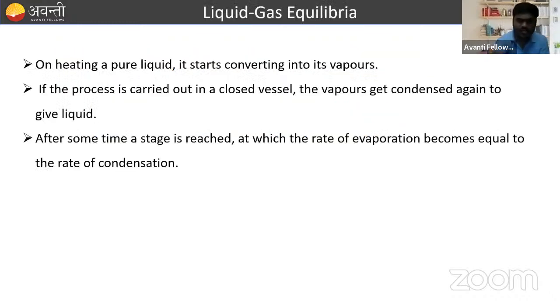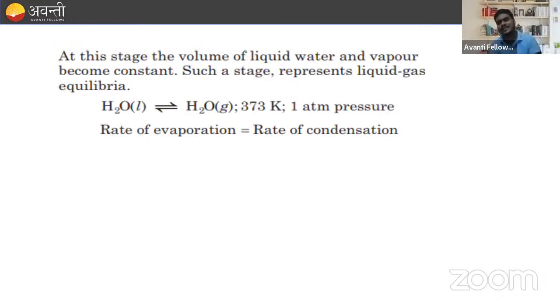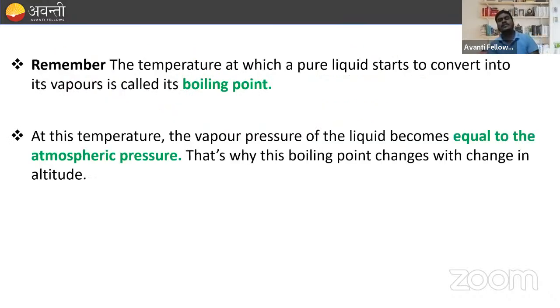So we can understand that liquid-gas equilibrium is achieved when the rate of evaporation becomes equal to the rate of condensation. Now remember one important note here: the temperature at which the pure liquid starts to convert into vapor is called the boiling point. If someone asks what the boiling point is, you can say that the temperature at which the pure liquid starts to convert into vapor is called the boiling point.